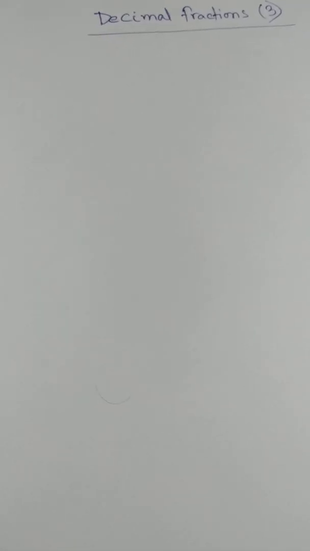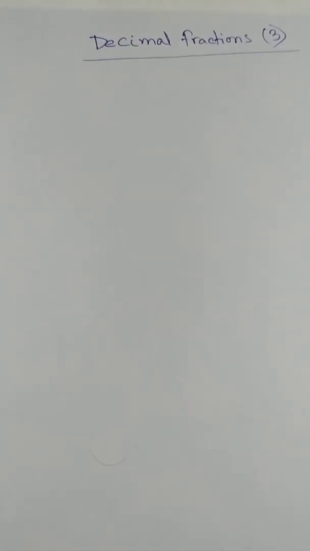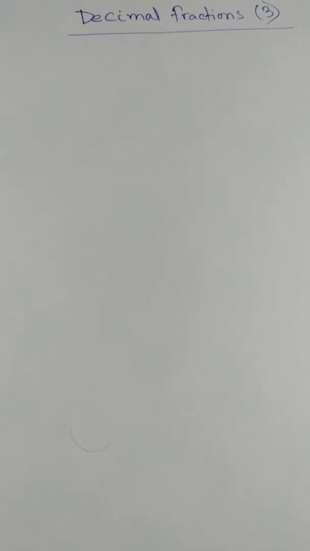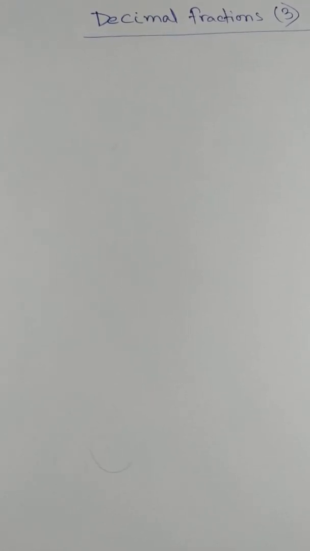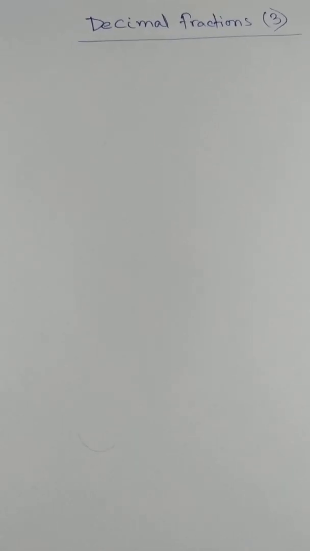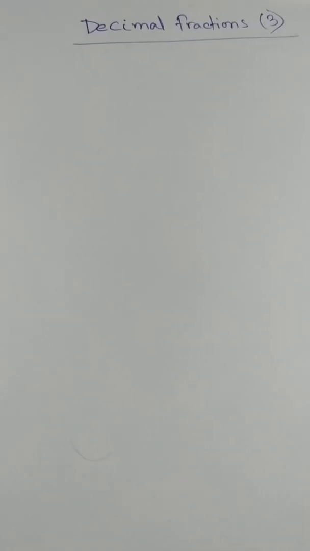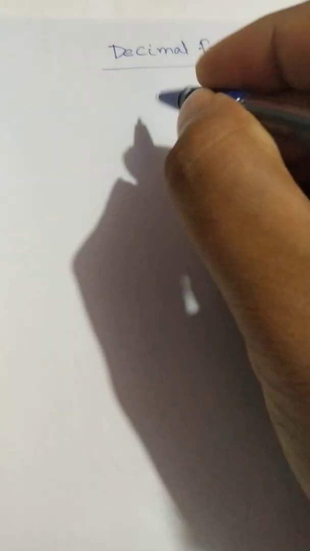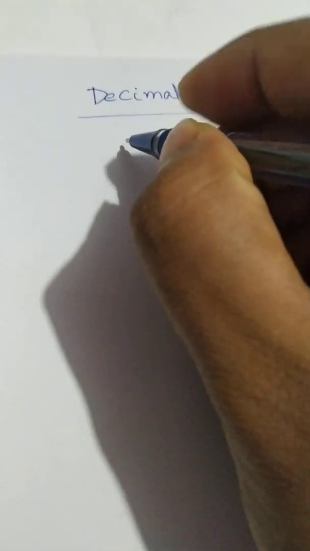So today we are going to discuss further on the decimal fraction chapter. In our last class we discussed multiplication of decimal numbers with 10, 100 and 1000. Just to give you a few more examples so that you could understand better. One of the examples is like this.